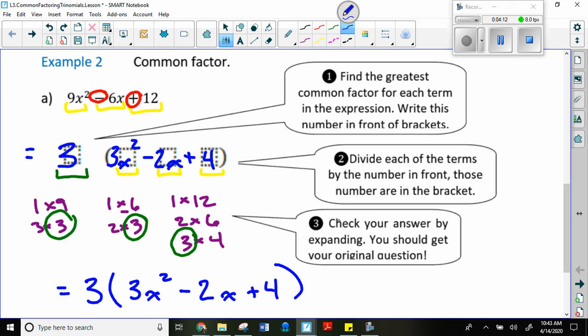If it says check your answer by expanding, you should get your original question. If you wanted to check on an assessment, you would just go, well, what happens if I do this? And I distribute back into the brackets. 3 times 3, 9x squared. 3 times negative 2, negative 6. 3 times 4, 12. It works.